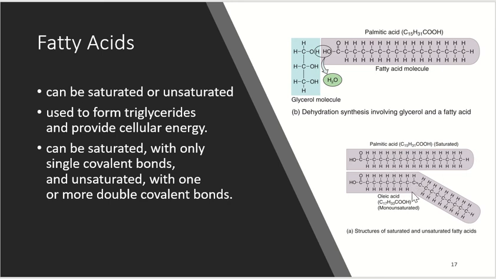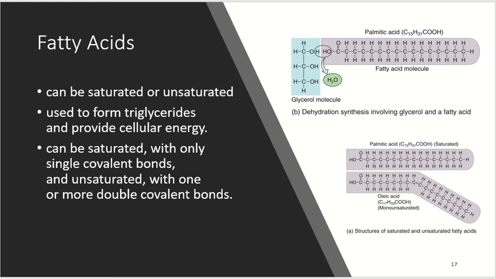If, however, we have an unsaturated carbon, it's not full up, it's not bound completely with hydrogens, it's going to form a double bond with the carbon next to it, and that is going to cause the tail of our fatty acid to kink like that. It's going to bend.